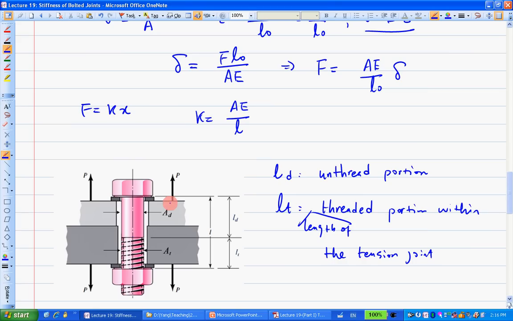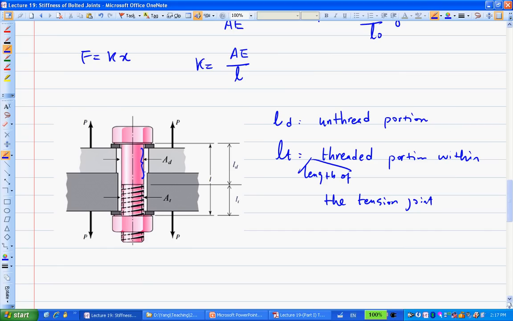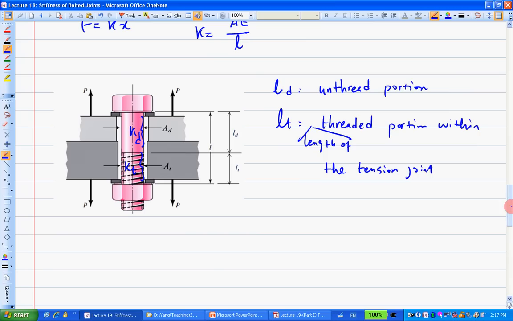And then you have the force loaded up. So when you calculate the stiffness of the bolt, technically speaking, the stiffness for the unthreaded portion is going to be different from the stiffness of the threaded portion. So you can consider this portion has a stiffness KD, and this portion has a stiffness KT. There's a stiffness associated with the threaded portion and a stiffness associated with the unthreaded portion. This is basically like two springs connected in series. This is KD and this is KT.